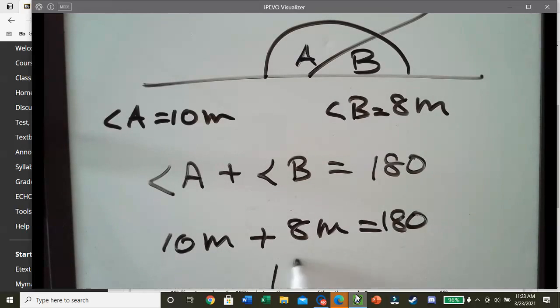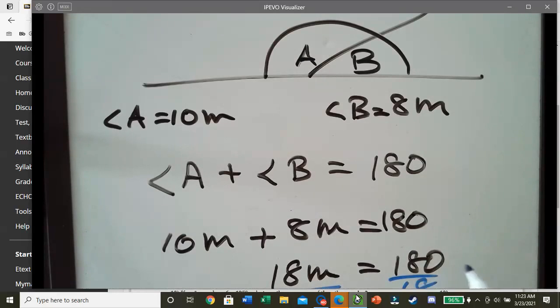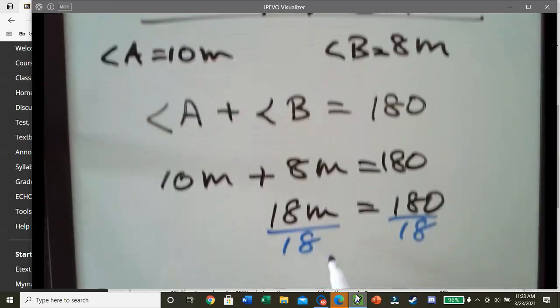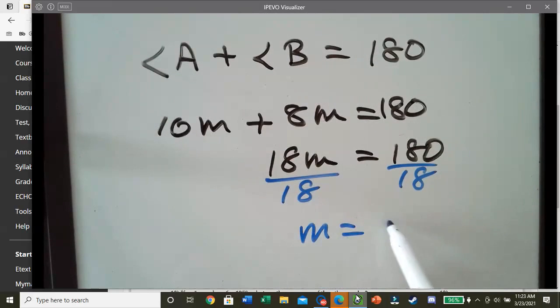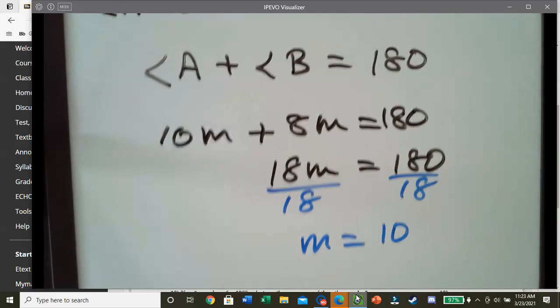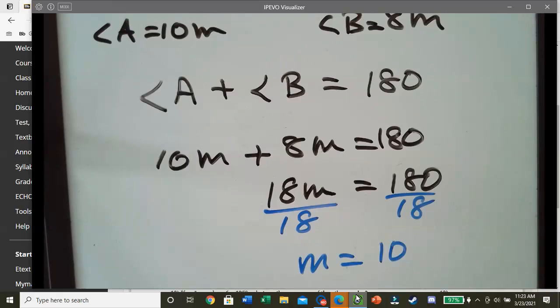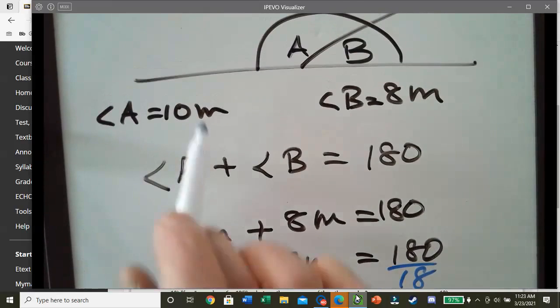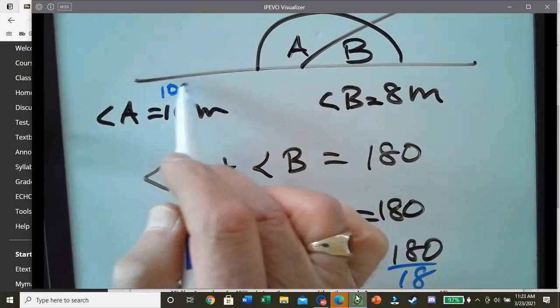Yeah, you add them up, right? 18M equals 180. And then what? Yeah, we divide by 18, right? Well, 180 divided by 18 is going to give you what? 10, right? But that's not our answer, right? What do we have to do now? We got to take that 10, right, and put it back in here, right? So this is 10 times 10.